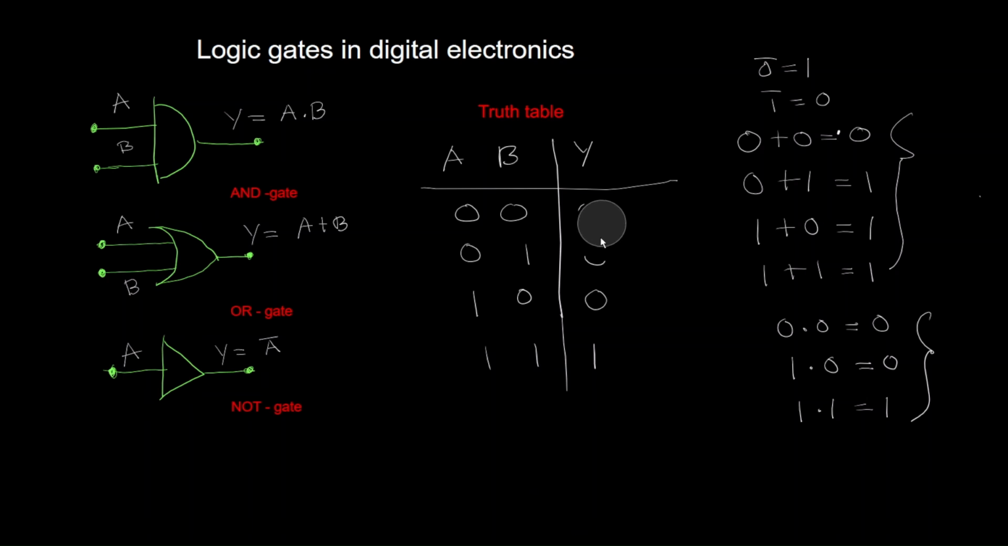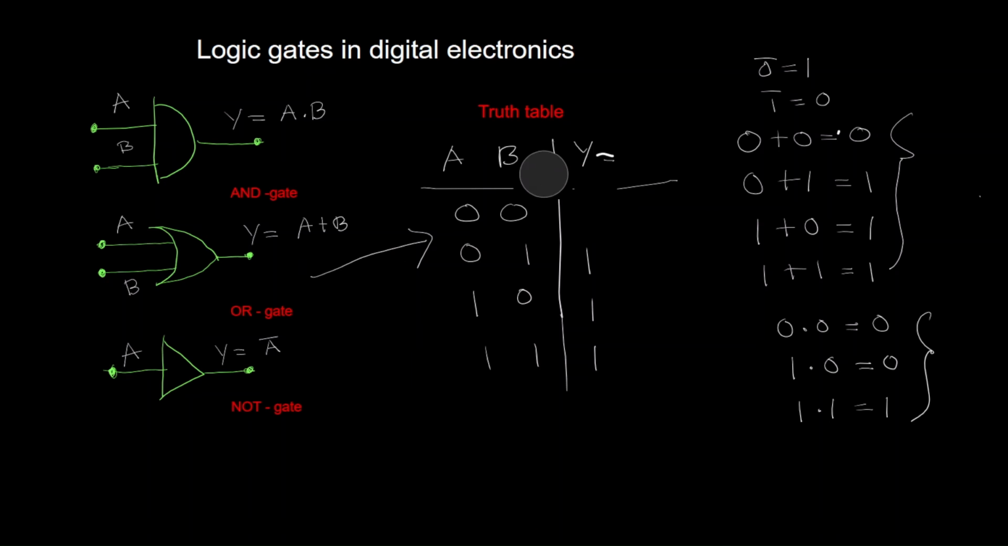Next, come to the next gate, which is our OR gate. For the OR gate, the inputs are two variables, A and B, and at the output we are getting A plus B. So for the OR gate, we will get 0 plus 0, which is 0, 0 plus 1, which is 1, 1 plus 0, which is 1 again, and 1 plus 1, which is 1. So this is the truth table of the OR gate.